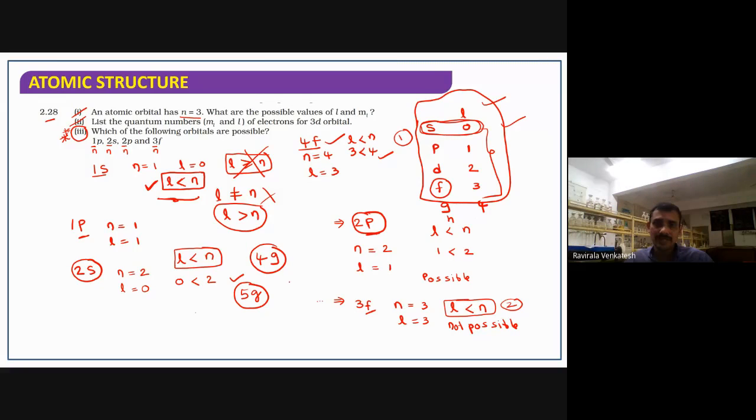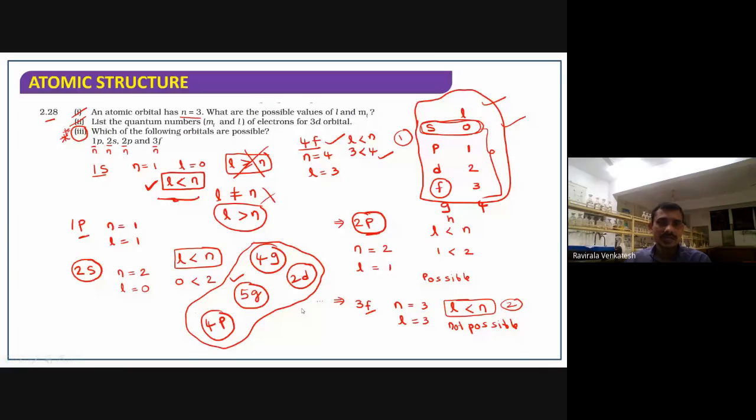Next, you tried this with 3f, already completed. Now take 2d. 2d you can take like this. Next, try 4p. Okay, these problems you need to do. Very simple. Within 1 to 3 seconds, we can do each problem. Now we'll move to the next slide.